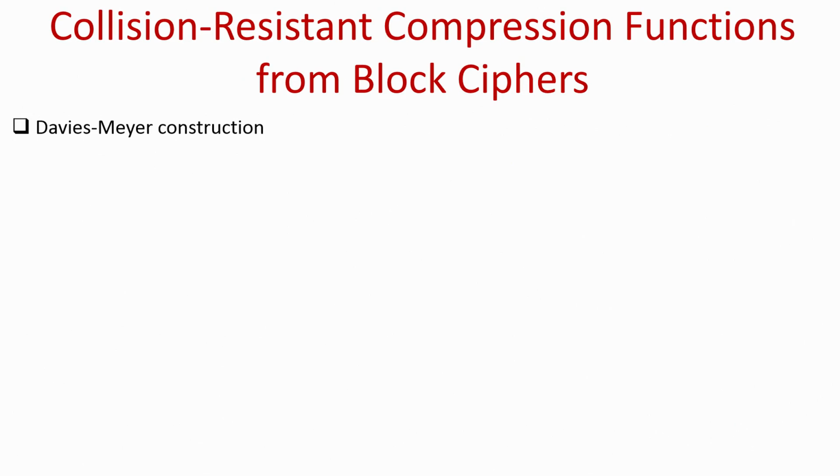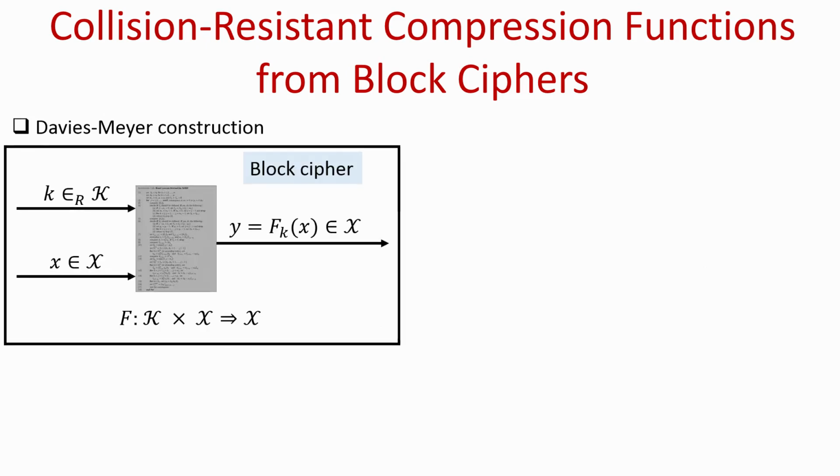So, let us see this approach of how to construct a collision resistant fixed length compression function from block ciphers, and there are several constructions available. We will see one of the constructions, which is called the Davis-Meyer construction. What you are given is a block cipher, which you can interpret as a keyed pseudo random permutation, taking a key from the key space and an input x from the block space and giving you an output, where the output and the block size are the same, namely both belong to the set X.